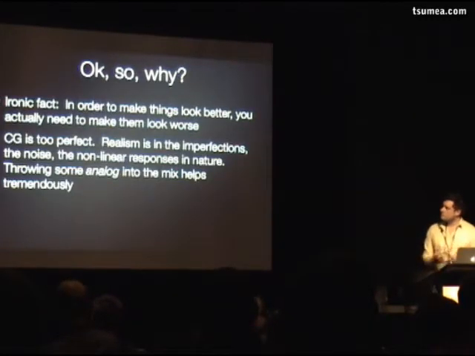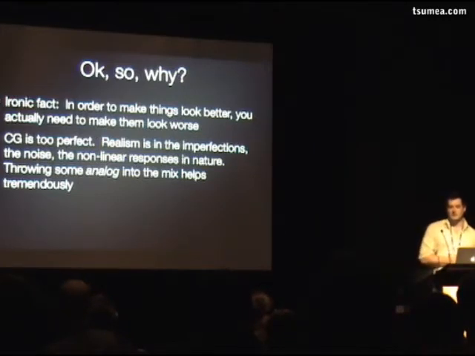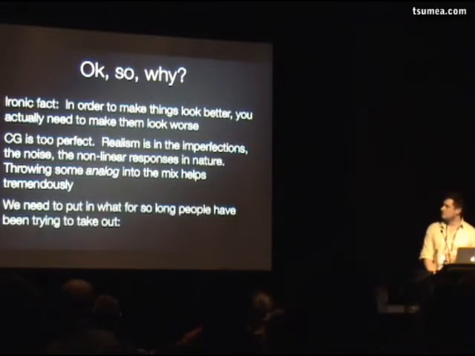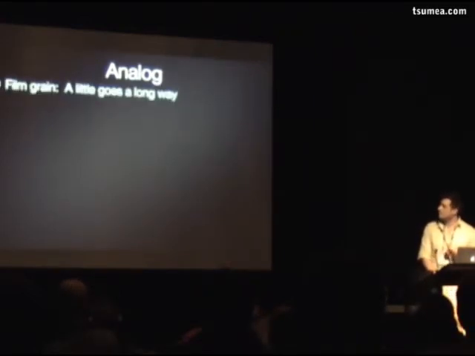The problem with CG is it's so perfect, and what we need to do is put back the stuff that lens makers and people building film have been trying to take out. They've been trying to get rid of all this stuff. CG doesn't have it, but in order for people to look at the final frame and go, that's pretty or nice, we've got to put that junk back in. So it's this sort of cool analog irony of our medium. So what stuff can we do?